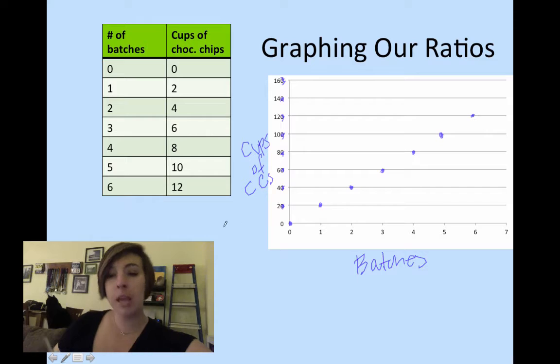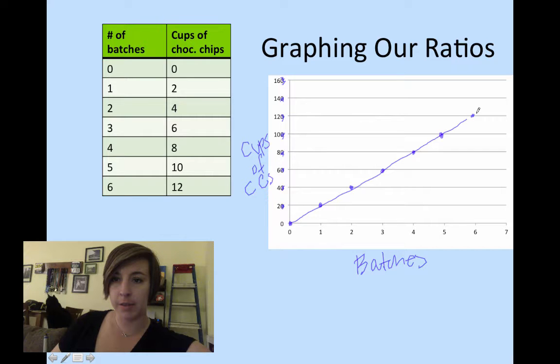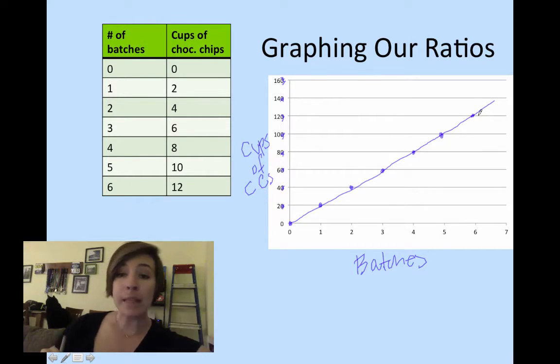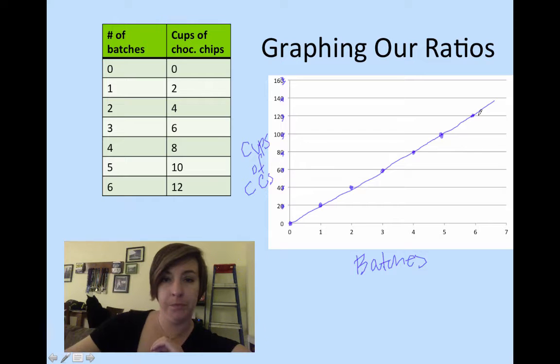Now, if you notice, this is going in a straight line, or it would be if it was easier to draw with this tablet thing that I've got. So this is going in a straight line. This means that this relationship is proportional. We're going to get more into proportions and how they relate to ratios in a moment. But for now, just understand that a straight line on our graph means that it's a proportional relationship.